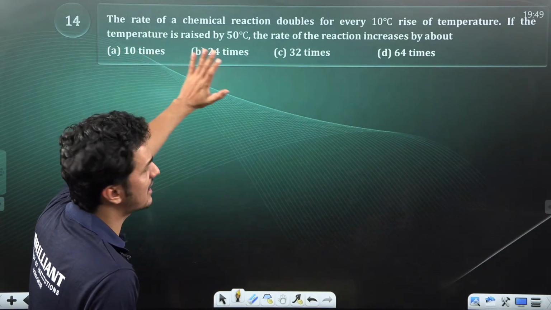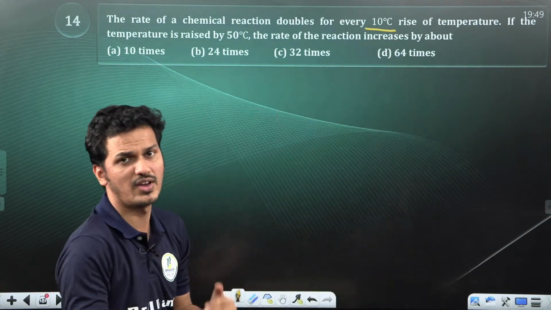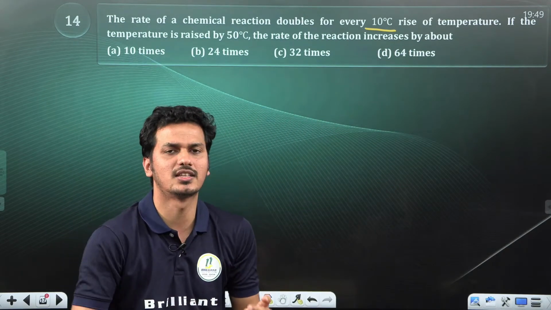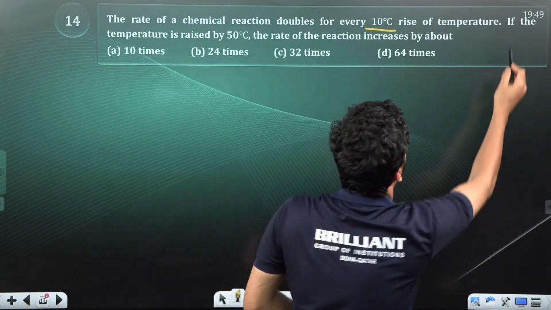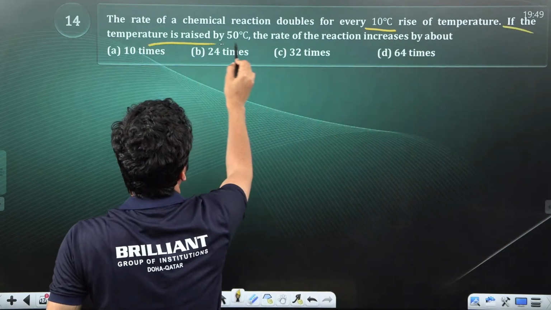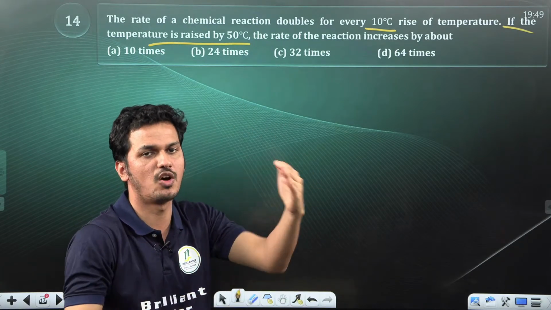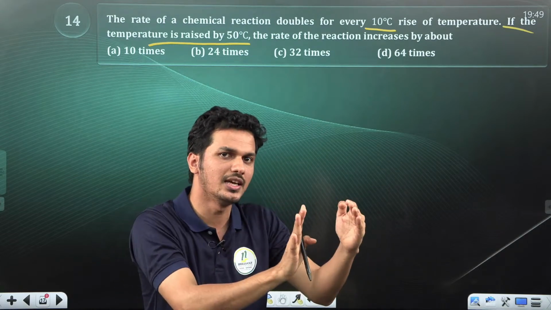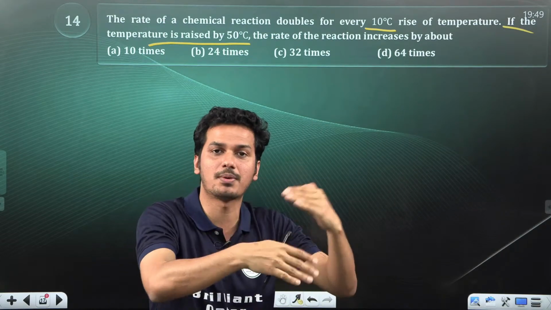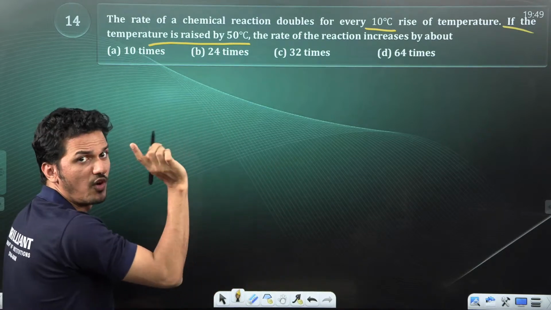The rate of a chemical reaction doubles every 10 degrees Celsius. Whenever you increase the temperature by 10 degrees Celsius, the rate of reaction becomes double. If the temperature is raised by 50 degrees Celsius, how many times do we have to increase? 5 times 10. For each increase of 10, the rate becomes double. So you can use the simple formula that I already taught.